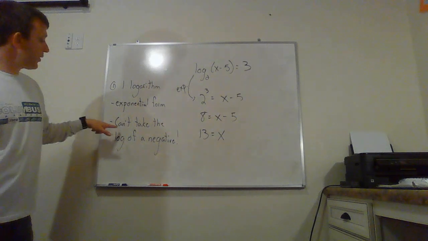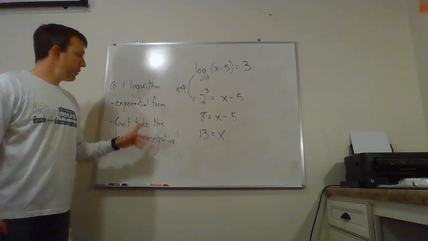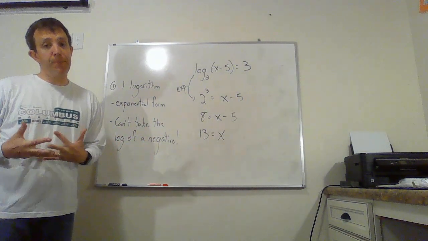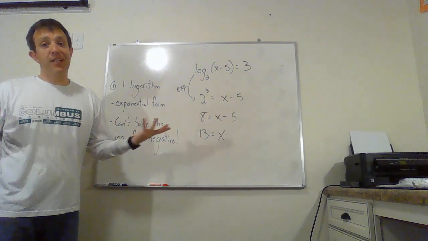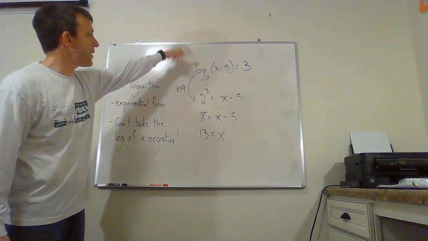The one thing to watch out for, you can never take the log of something that is negative. So if your answer, when you plug it back in, would force you to take the log of a negative number, you can't have that. It's an extraneous solution. You just get to cross it out. It doesn't count. All right, so here's my example.